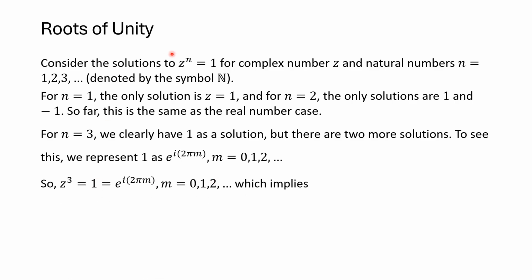And then we rewrite our equation here. z cubed equals e to the i times 2 pi m. Now the question is, how many different values do we get here? Because m goes potentially to infinity, but as you'll see in the next slide, there's only 3 possible values.